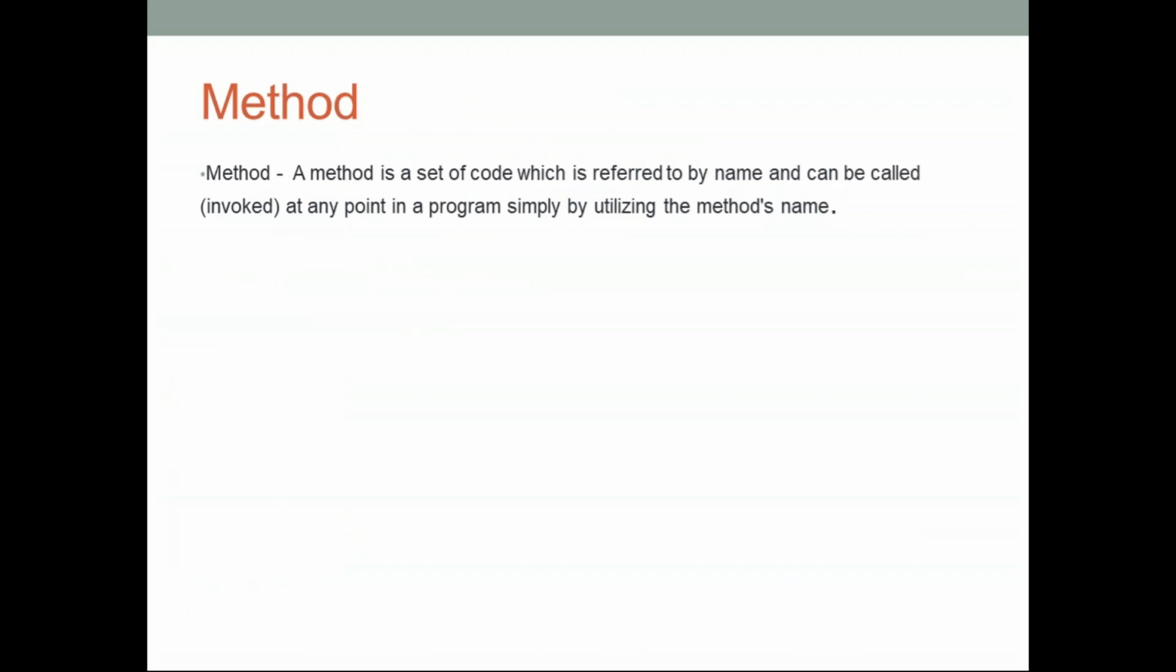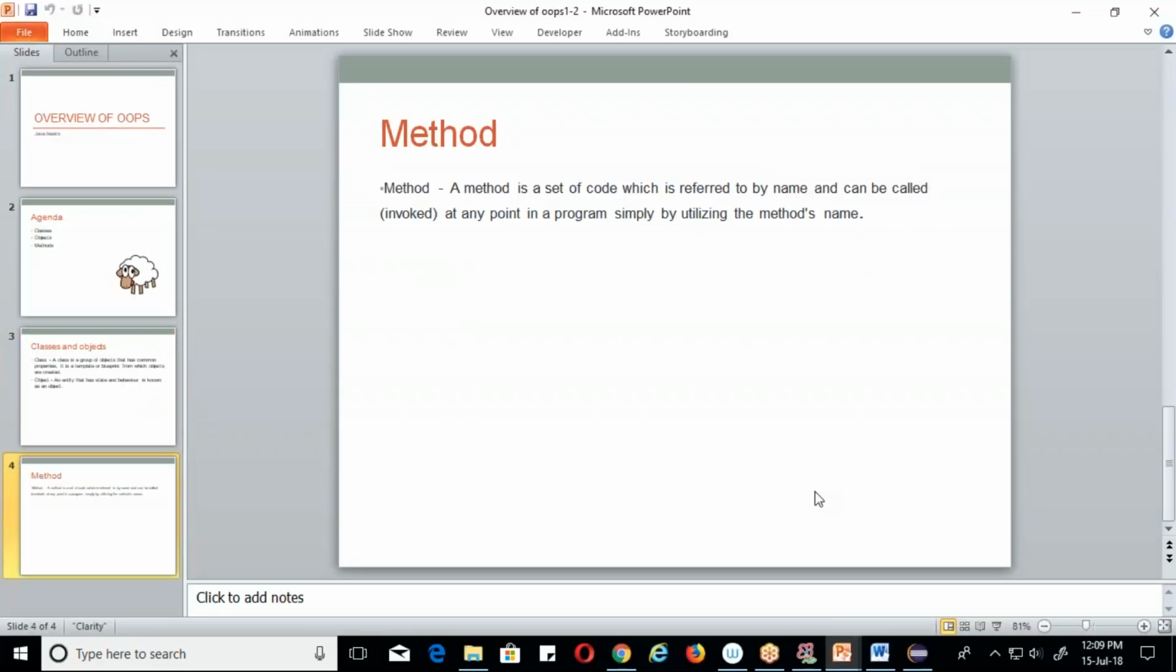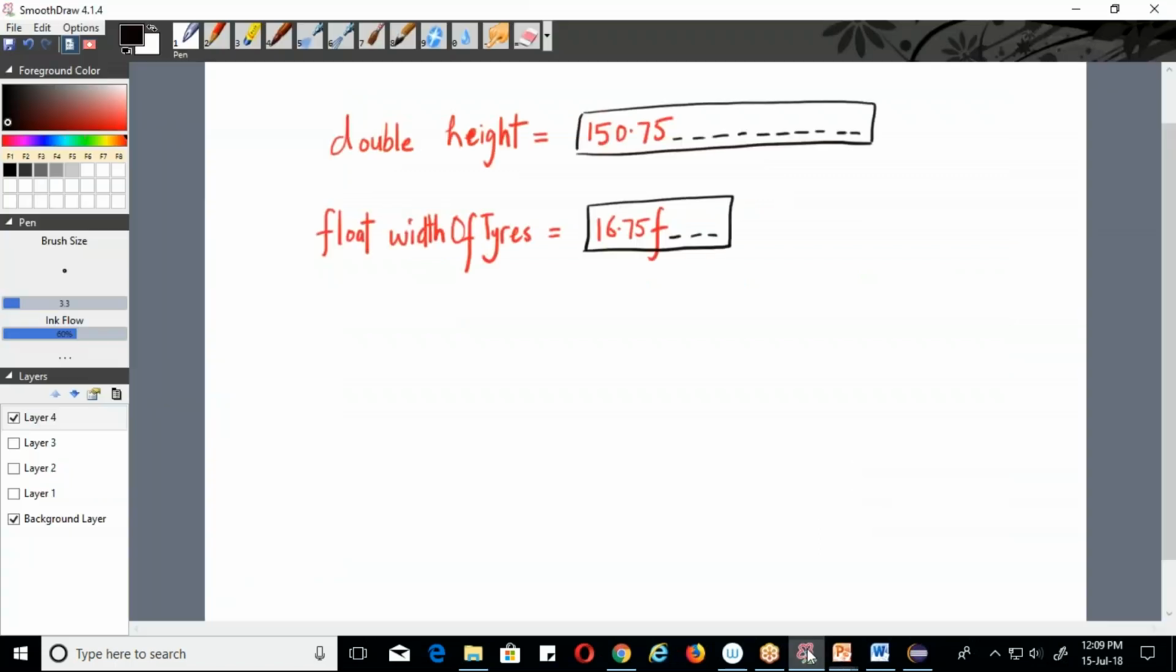What is a method? The definition says a method is a set of code which is referred to by name and can be called at any point in a program simply by utilizing the method's name. That is the definition of a method, right? Let us try to understand that with an example.